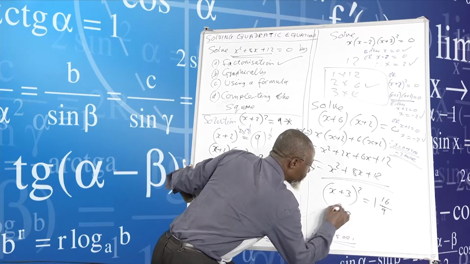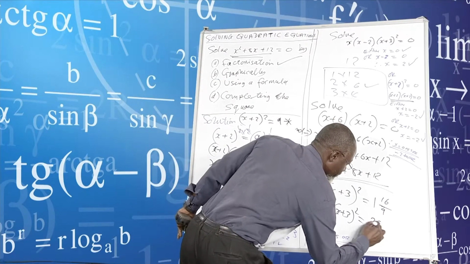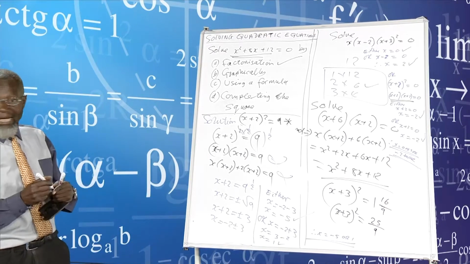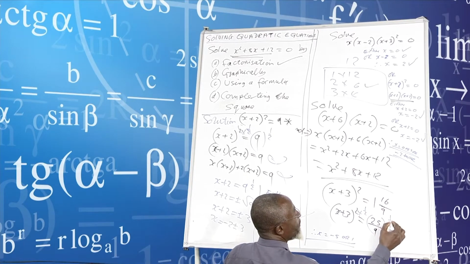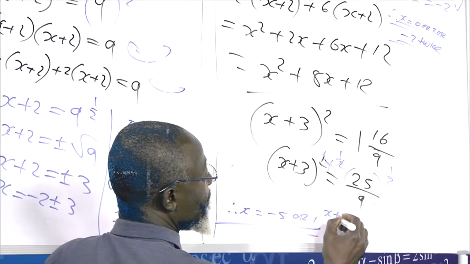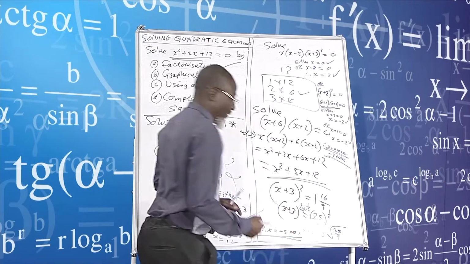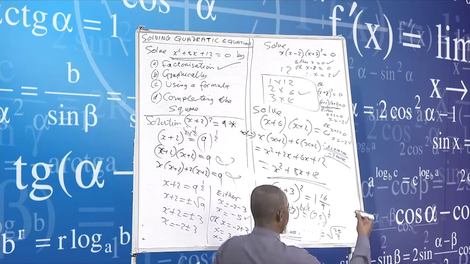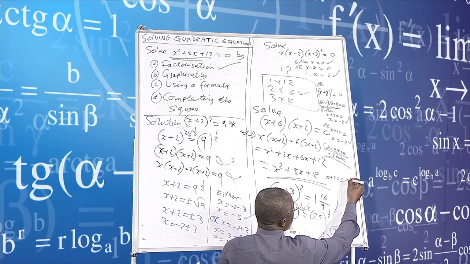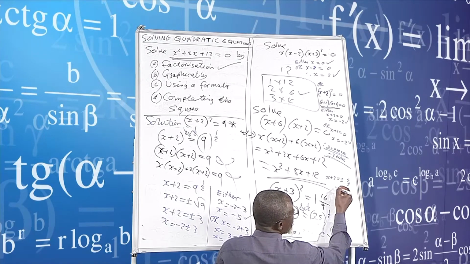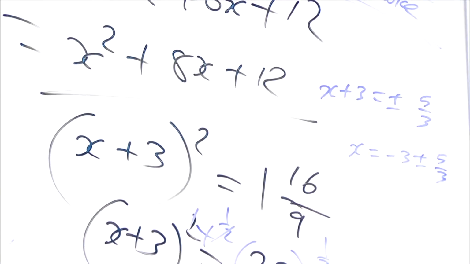You just say here x plus 3 squared is now equal to 1 times 9 is 9. 9 plus 16 is 25 over 9. Multiply both sides by the power half, and the half cancels the square, leaving x plus 3 is now equal to plus or minus square root of 25 over 9. It means x plus 3 is now equal to plus or minus 5 over 3, which means x is equal to minus 3 plus or minus 5 over 3. We continue like that.